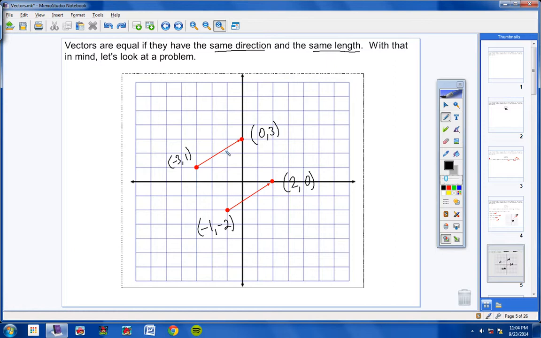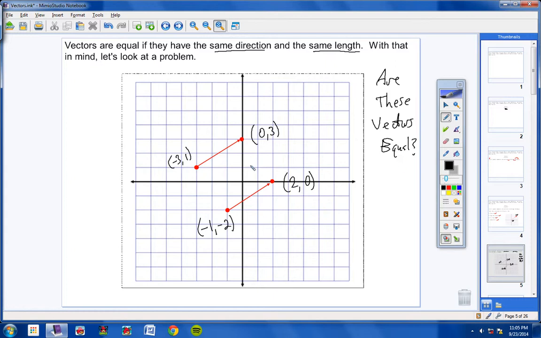We're going to decide. You might say, well, Mr. Earhart, what problem are you talking about? Well, here's the problem. Are these vectors equal? Are they equal? Okay, question mark. Are they equal?